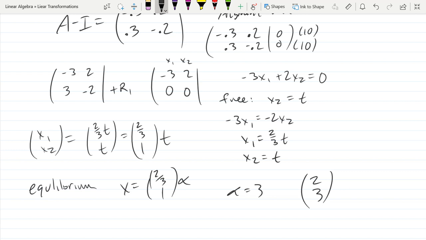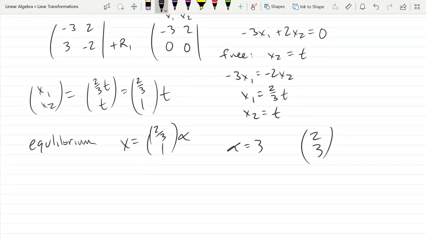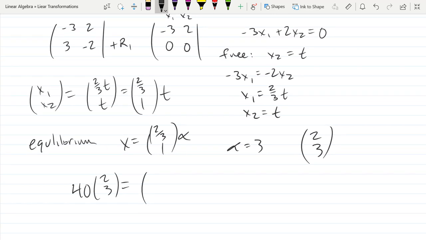If we scale this all the way up, I'm not good with numbers, but we could scale this way higher. What do I need to multiply this by to hit 240? 40 maybe. So that's 80, 120. So our original population of 200 toothpaste users, 80 would be using A, and 120 would be using B. And this would be what we call the equilibrium or the stable condition.